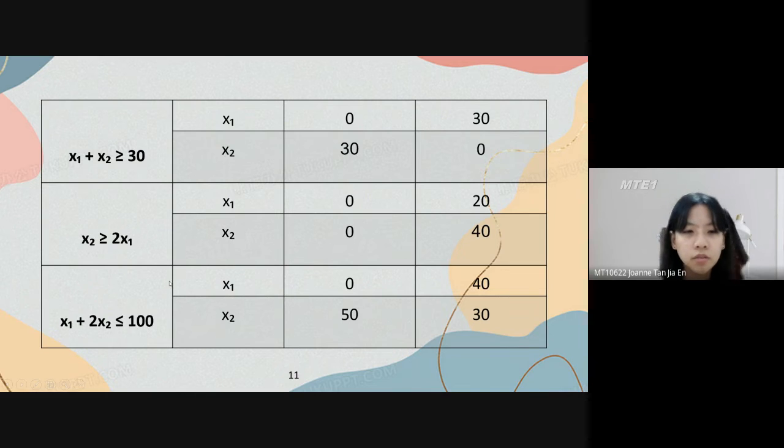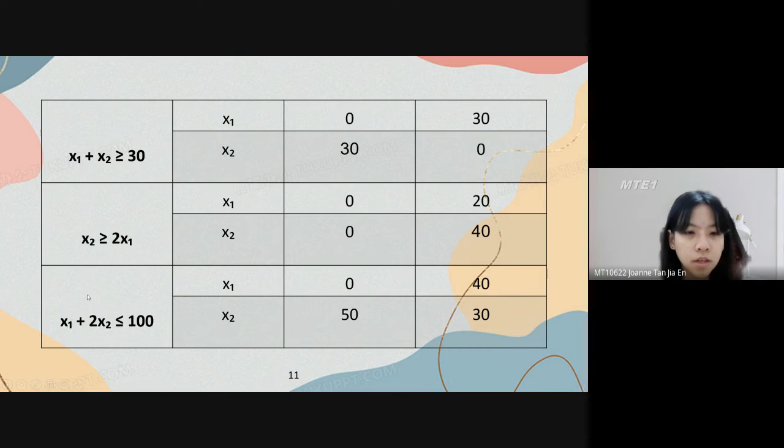Next, for the second constraint, S2 greater than or equal to 2S1. So when S1 equals 0, S2 also equals 0. So 0, 0 is the first coordinate we get for the second constraint. Then when S1 equals 20, S2 equals 40. So the second coordinate we get from the second constraint is 20, 40.